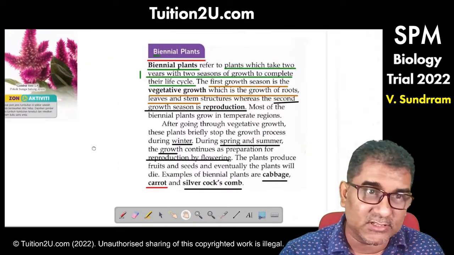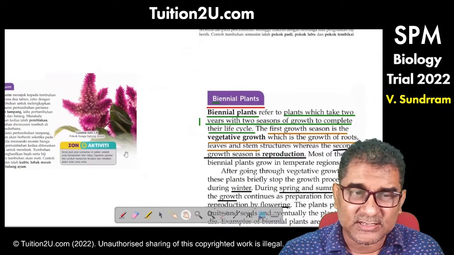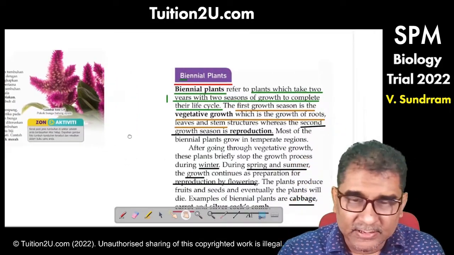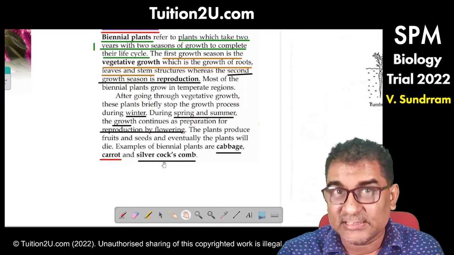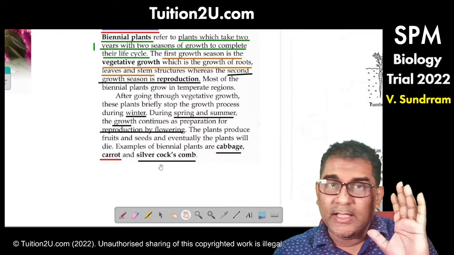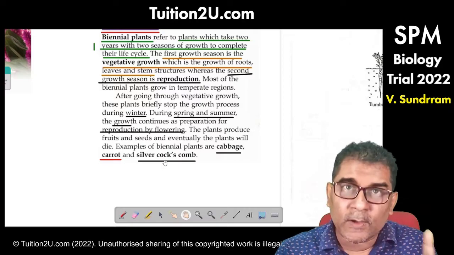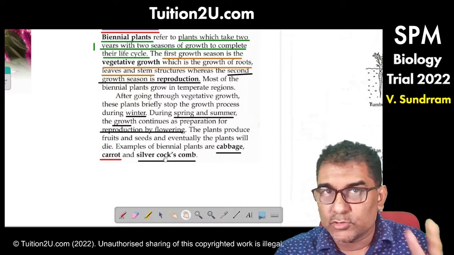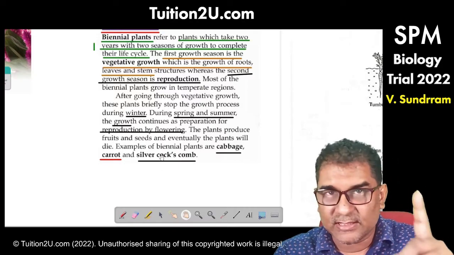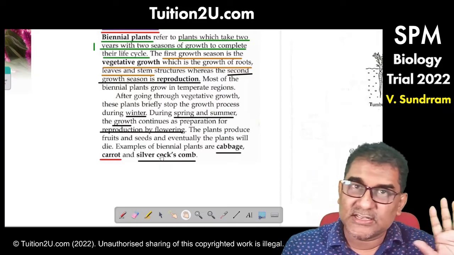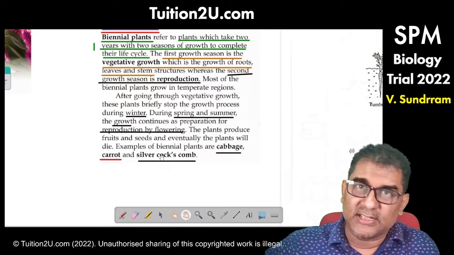Your textbook has the picture of silver cockscomb. This is how it looks like. But normally, as you can see, carrot is the example that is given. So I repeat, biennial plant 1 mark, 2 years or 2 seasons to complete the life cycle 1 mark. First season grow, second season reproduce.